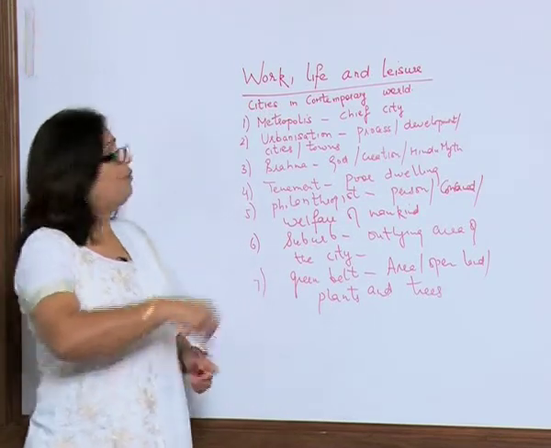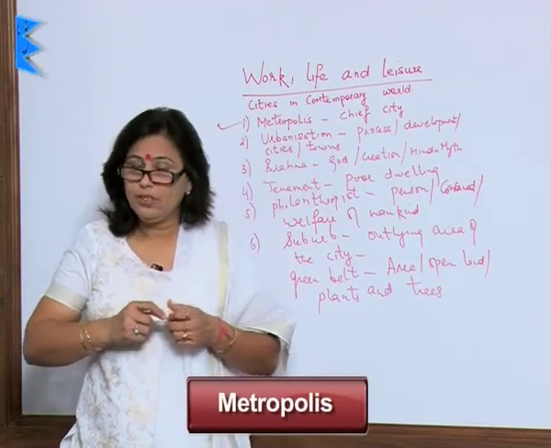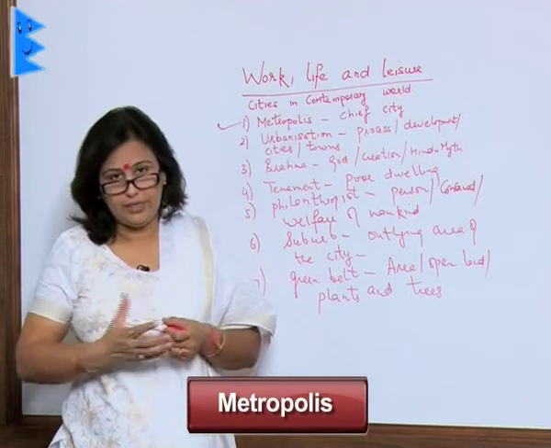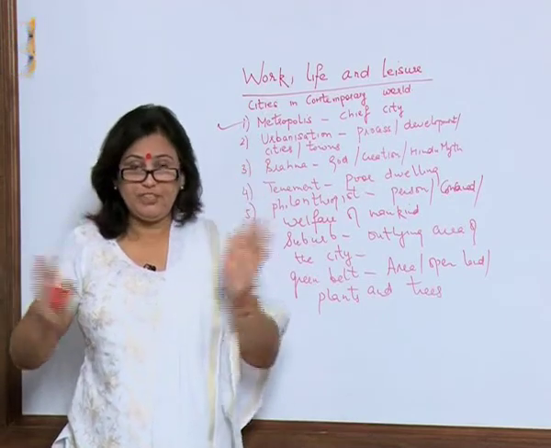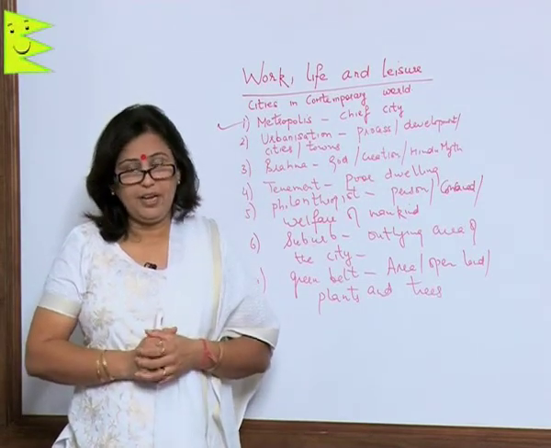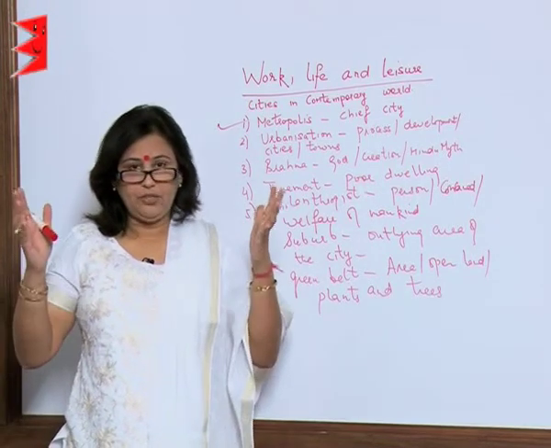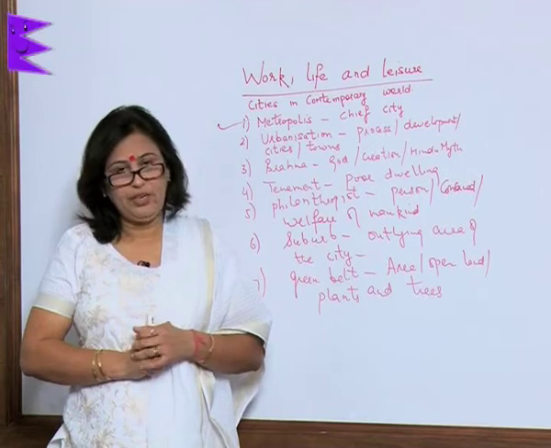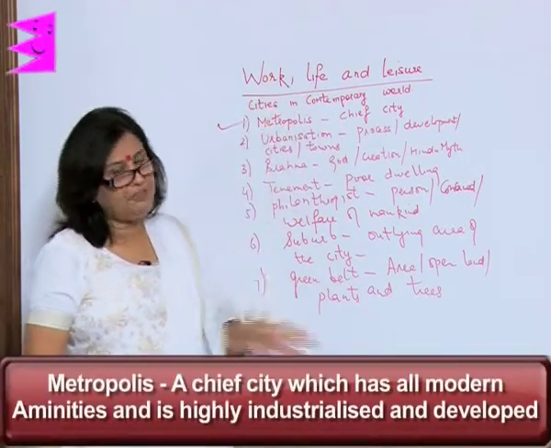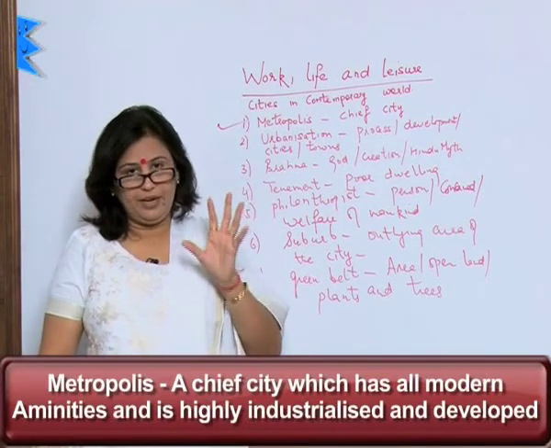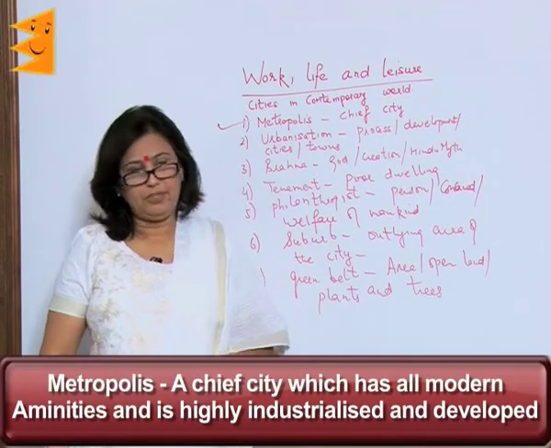Now here the first word is metropolis. And how do you know this word? You always say metro city. So that's metropolis. The chief city of a country is actually a metropolis. Now if I say 4 metro cities of India, you will immediately be able to answer them. So what is a metropolis? A chief city which has all the modern amenities and is highly industrialized and developed.